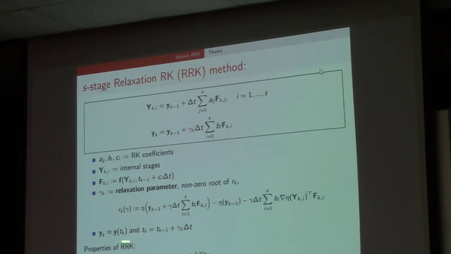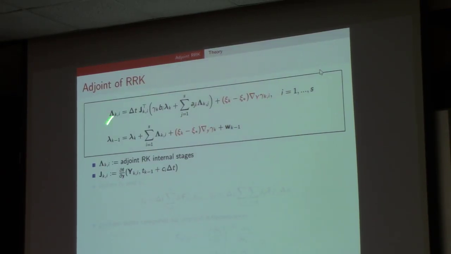And that gives you the gamma, and then your solution at the next time step is interpreted as the solution not at the next time, but at this sort of scaled time step by gamma. So relaxation Runge-Kutta preserves entropy stability, and it preserves the order of the baseline Runge-Kutta method.